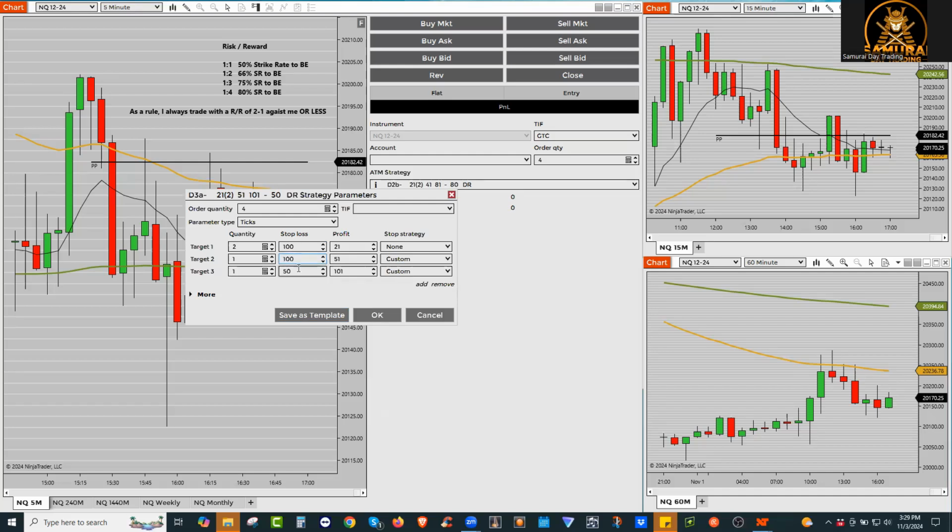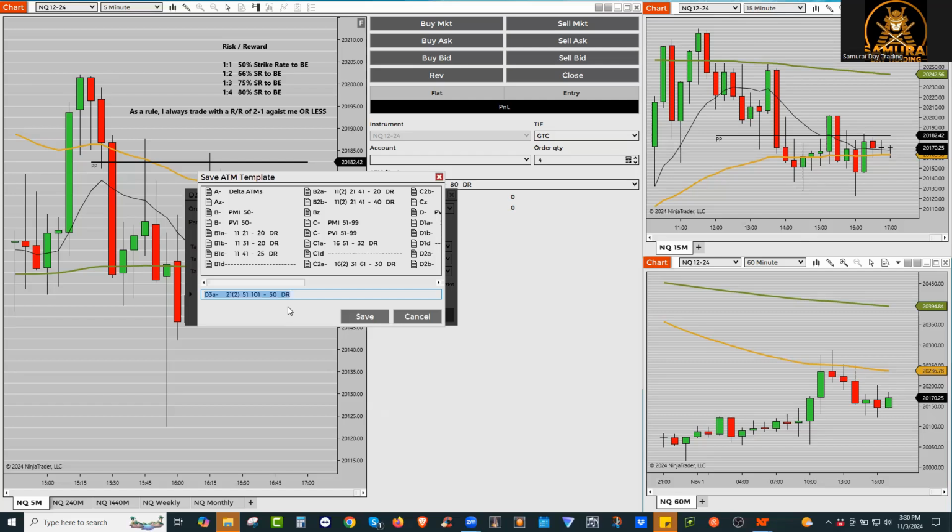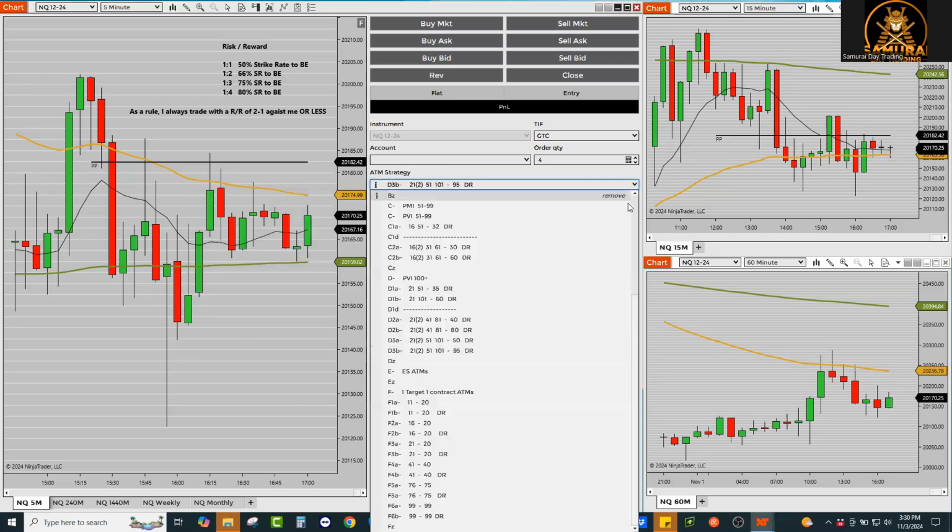2-to-1 risk reward, which would be 95 actually. So we'll do 95. So if you need 95 ticks worth of risk, that's 2-to-1 on this scenario. To save the template. Make it a B. Save it. All right, so what do I got here? 1-to-1 risk reward, 2-to-1 risk reward, 1-to-1 risk reward, 2-to-1 risk reward.